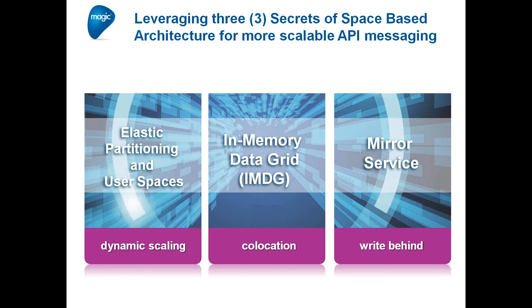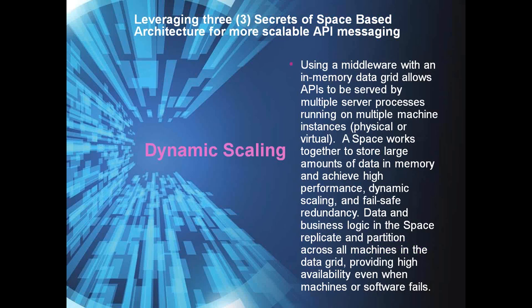So these three aspects of dynamic scaling means that it's going to take you in an area where you want to be able to use a middleware with an in-memory data grid that allows the APIs to be served by multiple server processes that are running on multiple machine instances. So that can be physical and virtual.